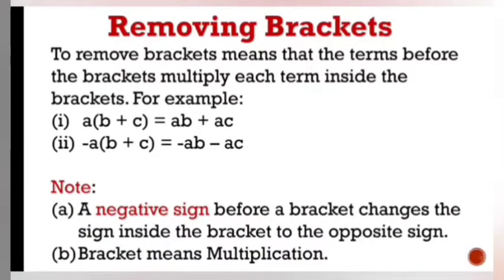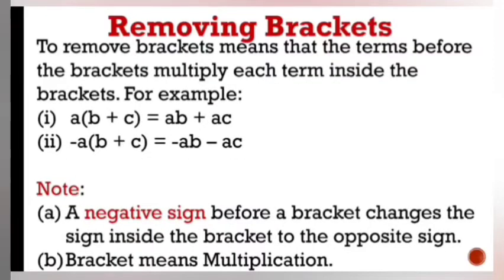Now let's begin with removing brackets. To remove brackets means that the term before the brackets will multiply each term inside the brackets. For example, we have A into bracket B plus C equal to AB plus AC. How did we get that? The term outside the bracket, which is A, multiplies each term inside the bracket. That is A times B is AB plus A times C is AC.